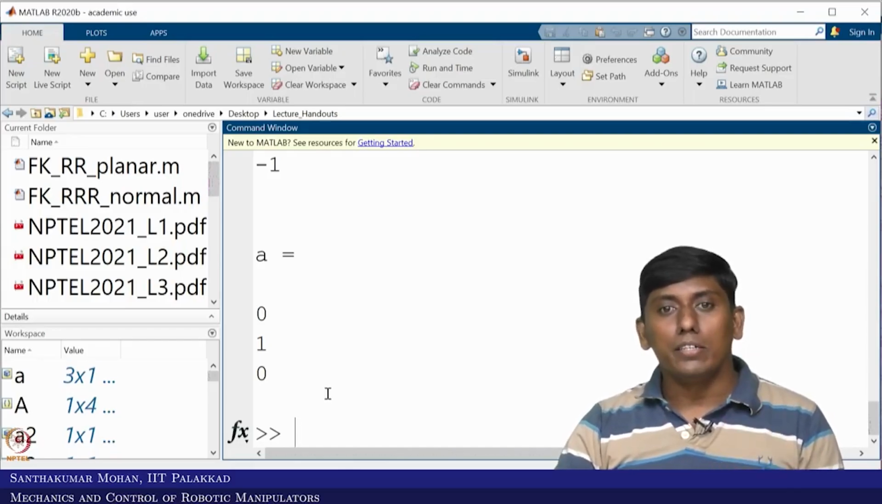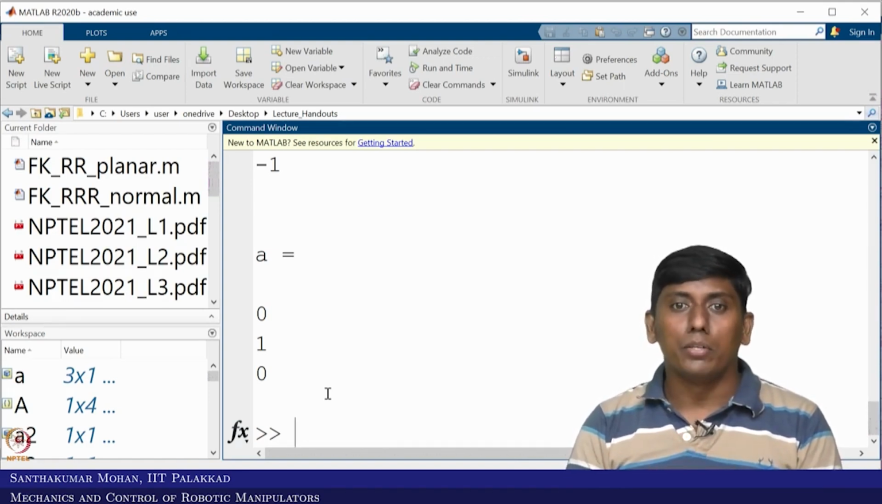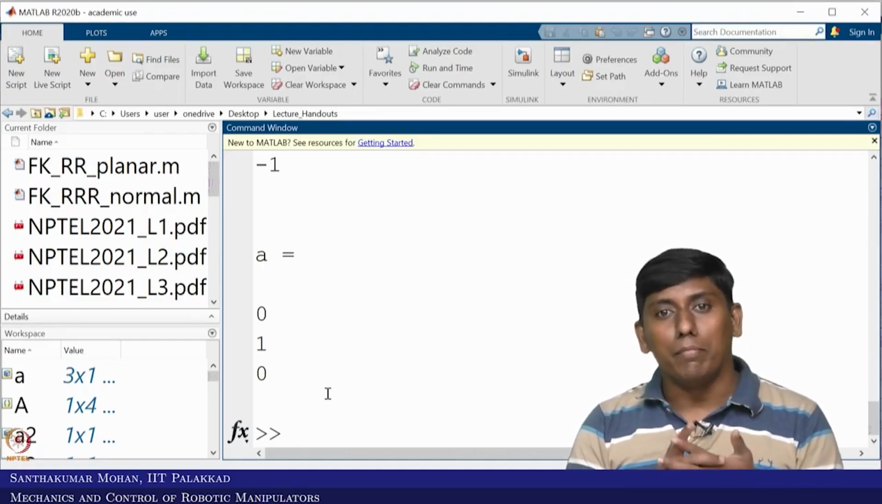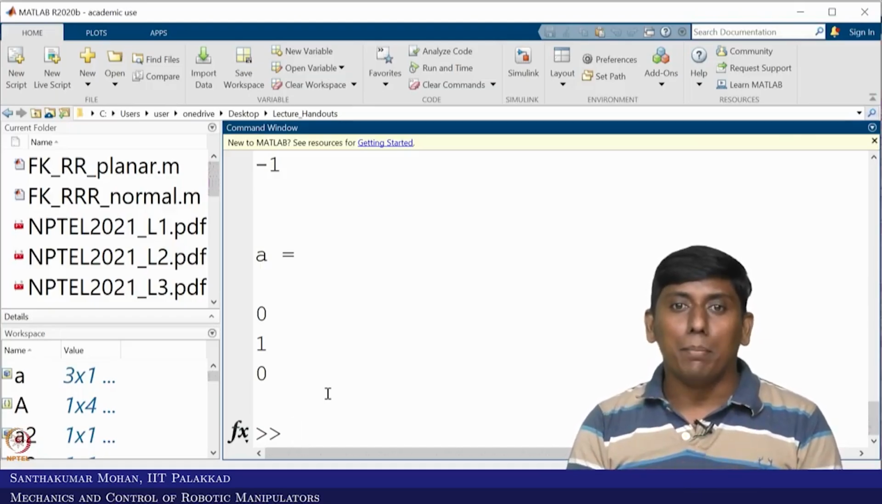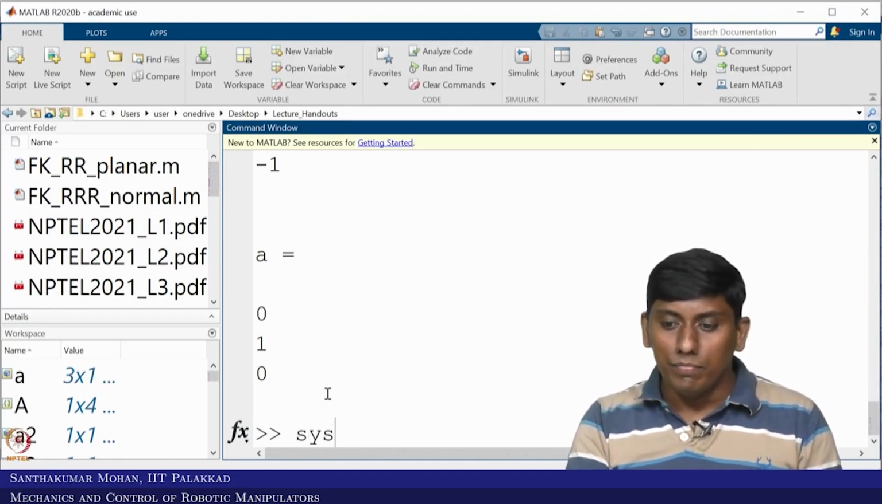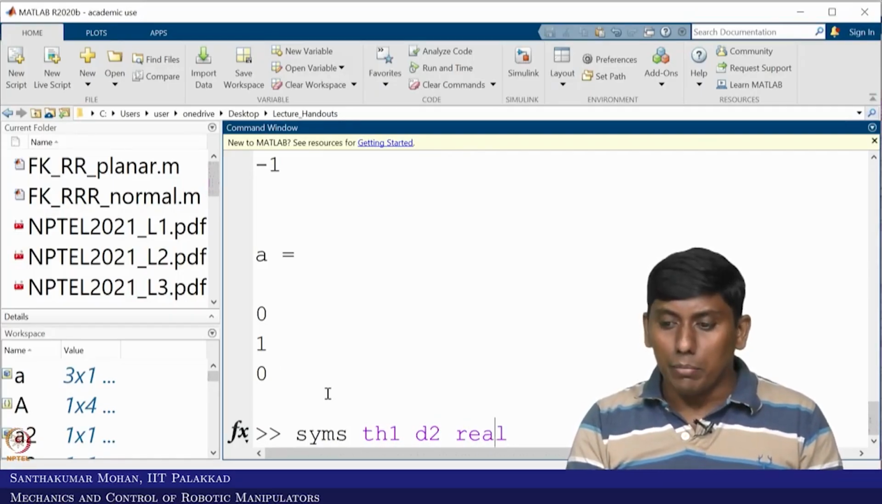As I already mentioned, a direct closed form inverse kinematic solution using Matlab may be possible. In fact, it is possible. Only thing, the complexity is very high, and I don't want you to end up that way. I will show you a very simple example here. I can write symbols theta 1 and D2, which are real. Even x and y I am writing as real.